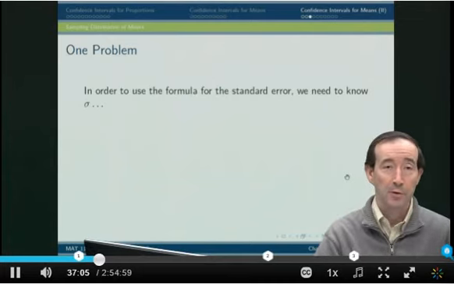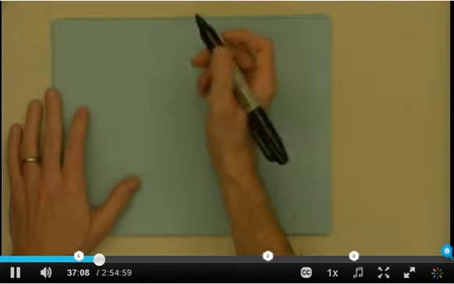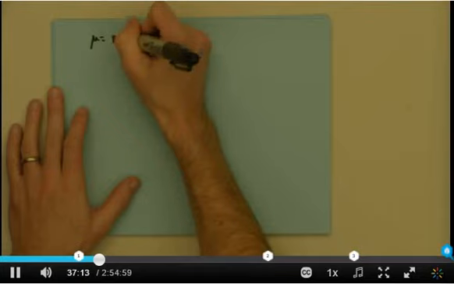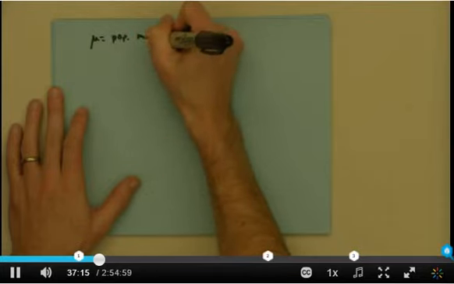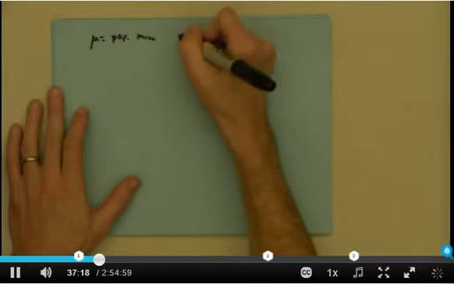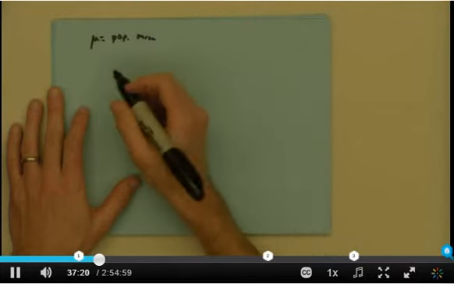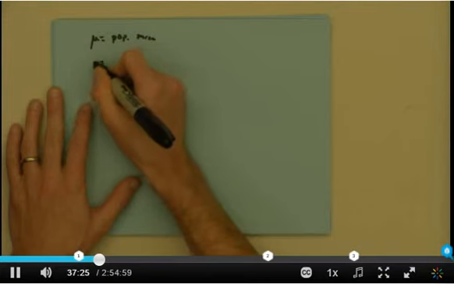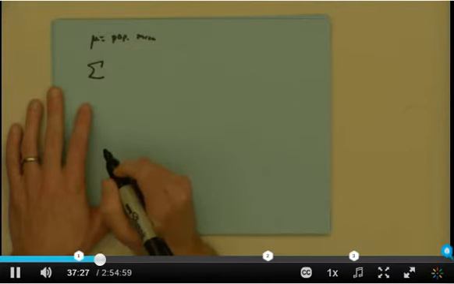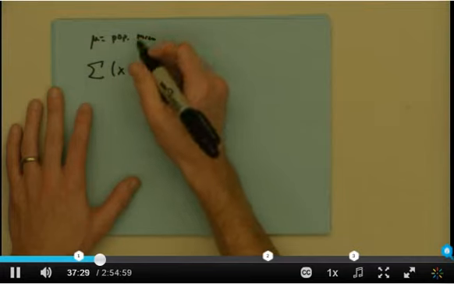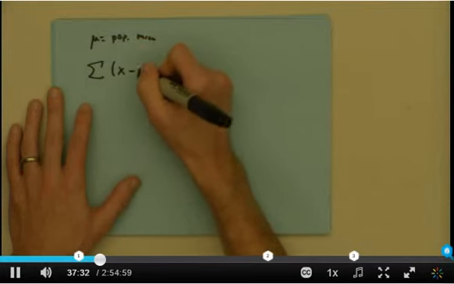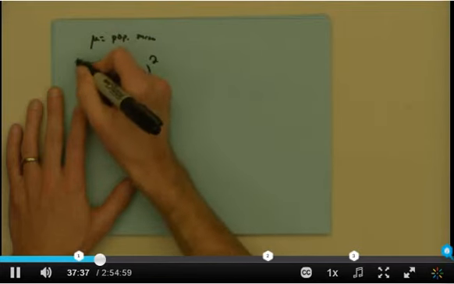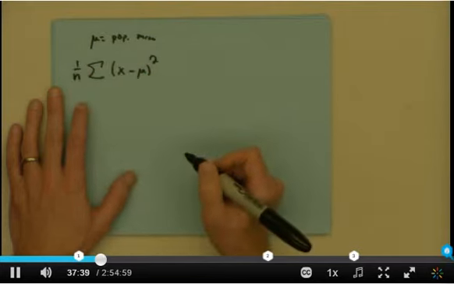If you don't, let me write it down really quickly. So if I want the variance, let's say mu is my population mean, right? And then I'll use x to represent each individual value. What I want to do is add up, that's my sigma here, x minus the mean squared, and then take 1 over the number in my population.